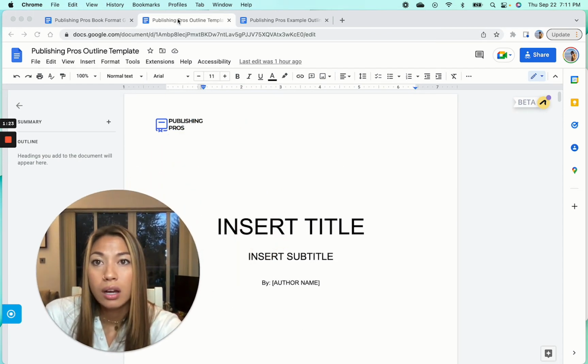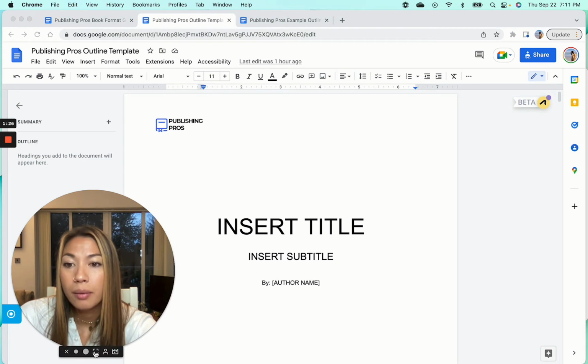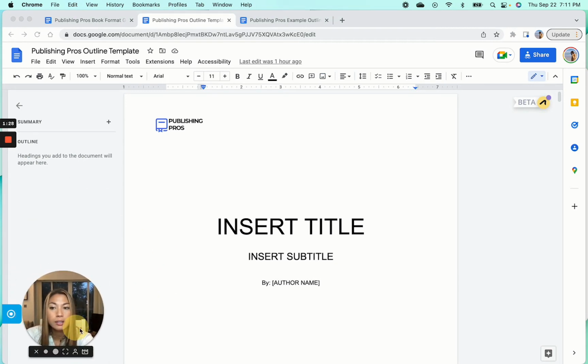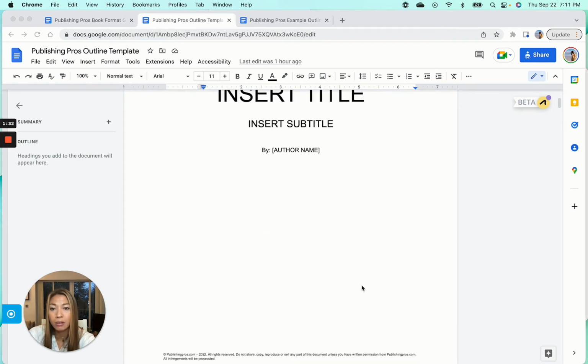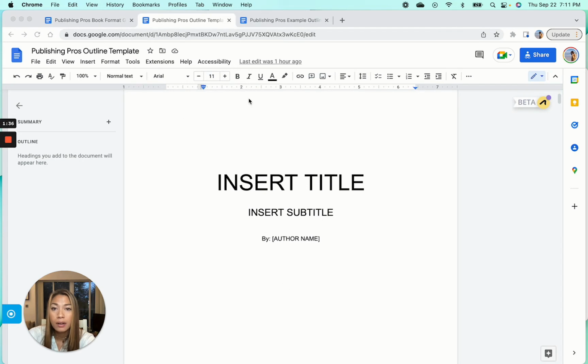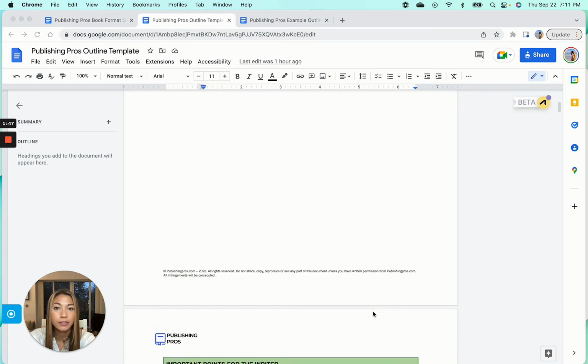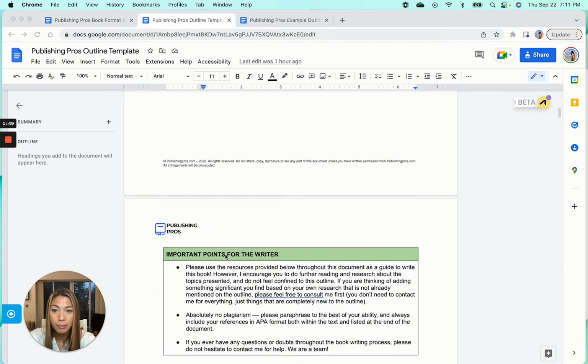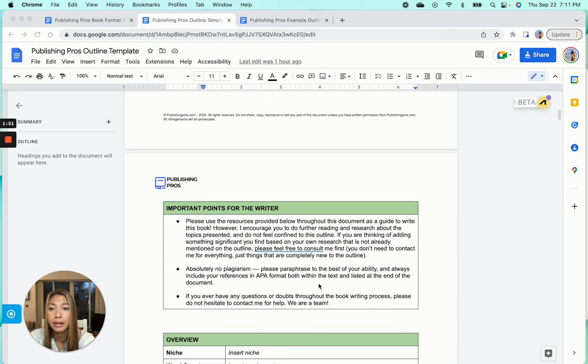So let me make myself smaller. Okay, cool. So this is going to be just the basic outline. I'm going to take you through every part of it. So obviously you're just going to insert your title and your subtitle here. These can be working titles. It doesn't have to be your set in stone title yet. You may or may not end up changing it during the course of your book as you're figuring things out still. But basically we've just got a few important points for the writer here.